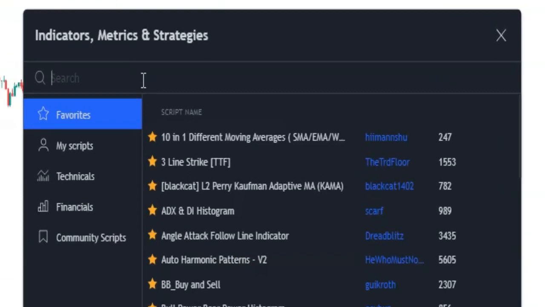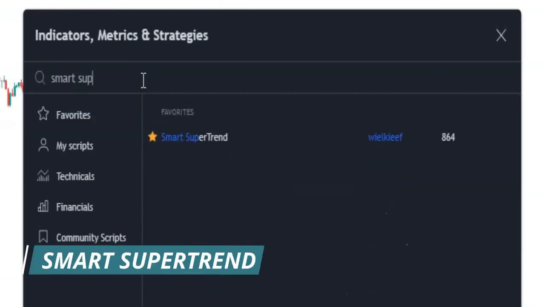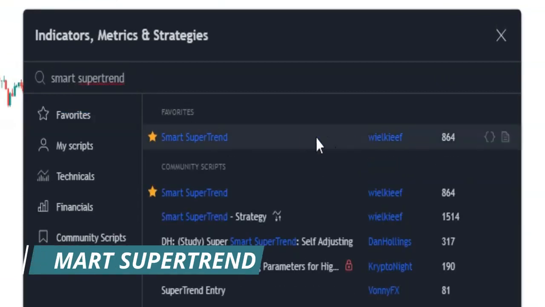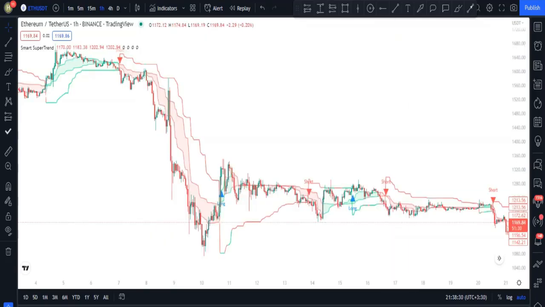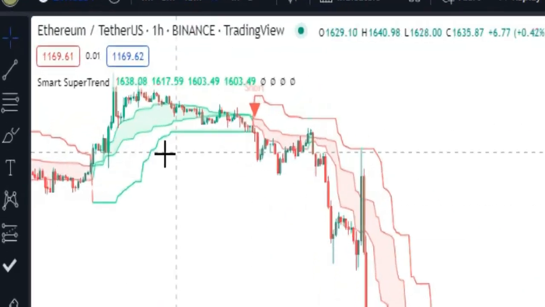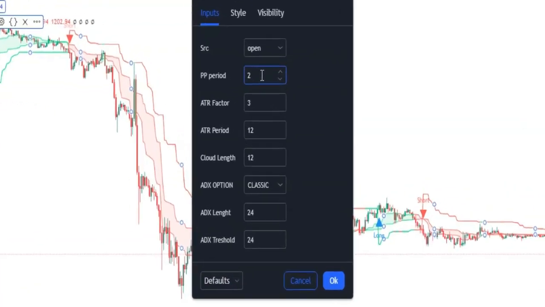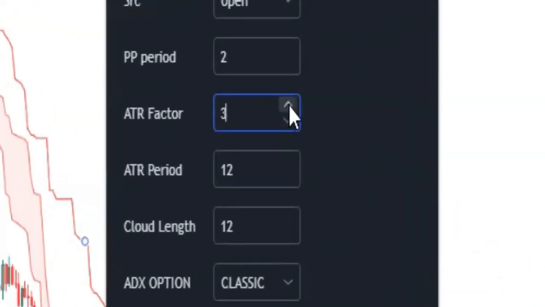Then search for a smart super trend. And pick this one. This would be the smart super trend indicator, which is so messy. So get into the indicator settings and in the input section, change the ATR factor to 4.